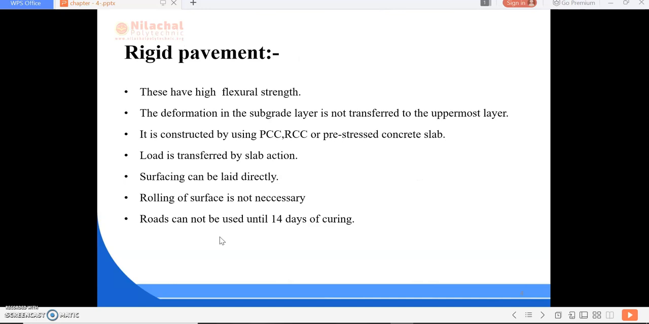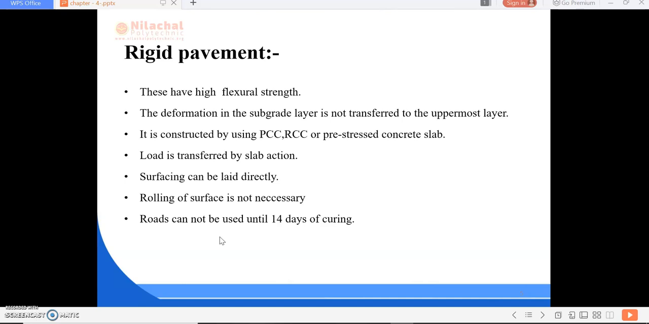Okay. Next is rigid pavement. So these have high flexural strength. The deformation in the subgrade layer is not transferred to the uppermost layer. It is constructed by using PCC, plain cement concrete, RCC, reinforced cement concrete, or pre-stressed concrete slab. So load is transferred by slab action. Surfacing can be laid directly. Okay. Rolling of surface is not necessary in this case, and roads cannot be used until 14 days of curing.